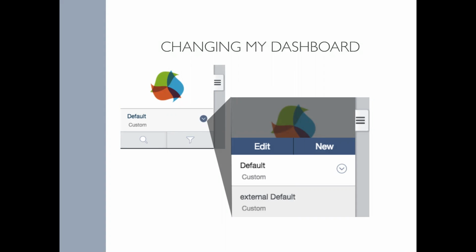And so we have the dashboard name that you have in view. Clicking on the arrow next to the current dashboard is going to open the dashboard selector. The dashboard selector works the same way as the traditional one. In this menu, you have edit, new, and other dashboards that can be selected.